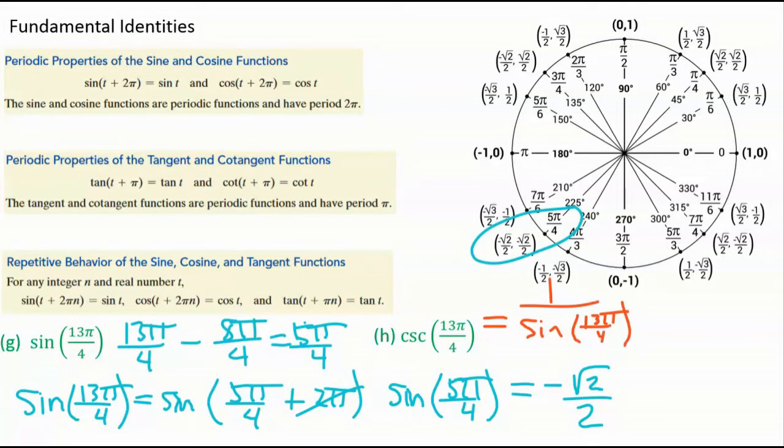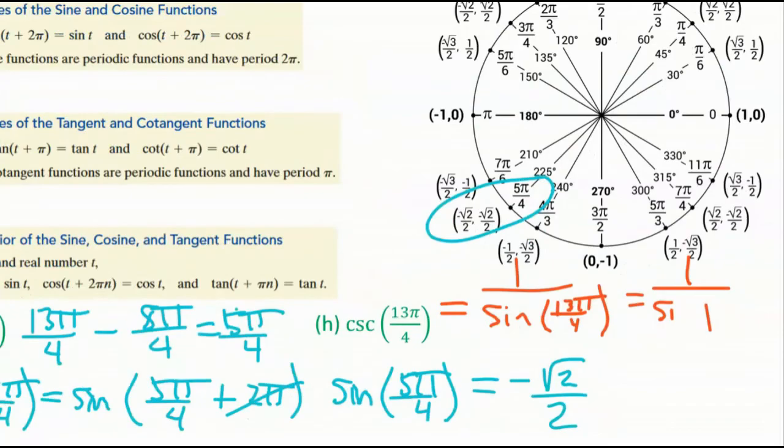Because that's what cosecant is. It's 1 over the sine of that same angle. Well, we already have done the work to know that the sine of 13 pi over 4 is the same thing as the sine of 5 pi over 4. This is 1 over the sine of 5 pi over 4.